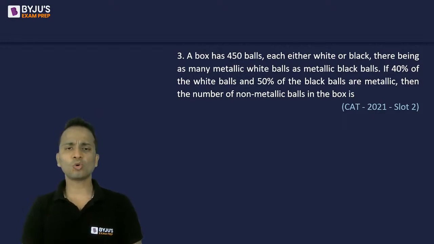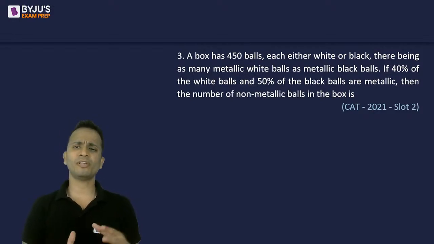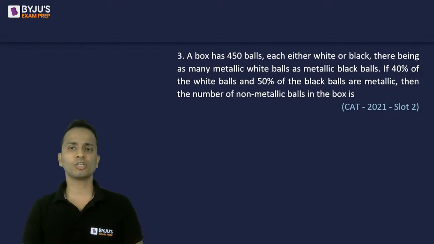We have to find out the total number of non-metallic balls in the box. The balls are either white or black, and among white or black balls, there are metallic as well as non-metallic balls. So you have to find out the total number of metallic balls. It is given that 40% of white balls are equal to 50% of black balls.